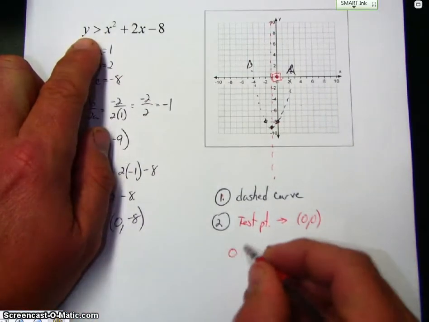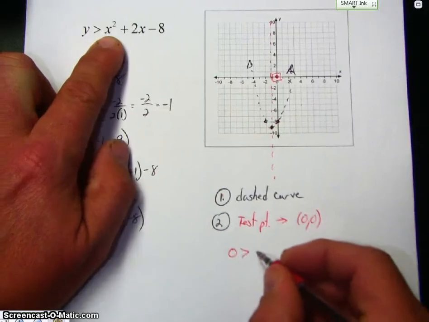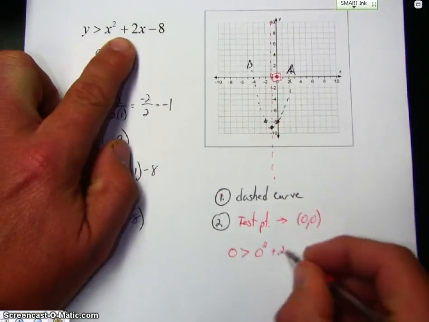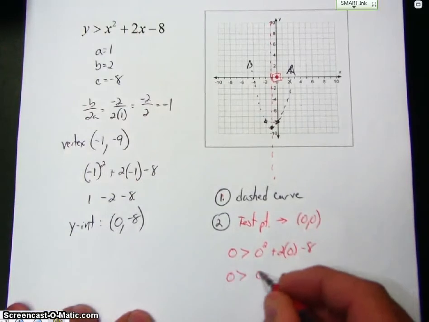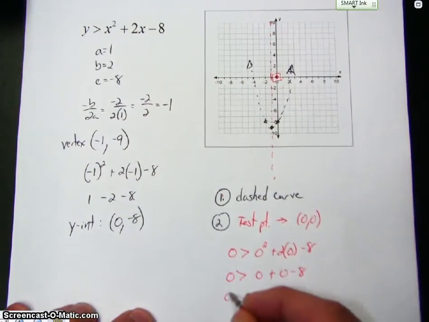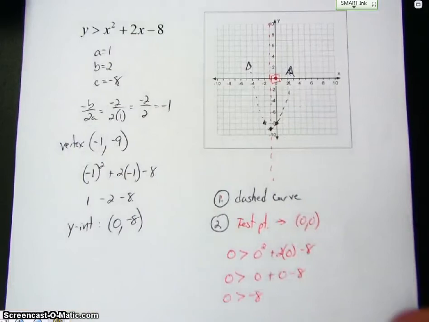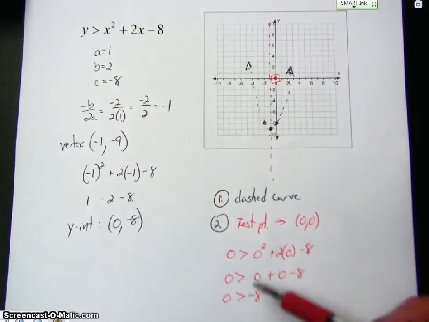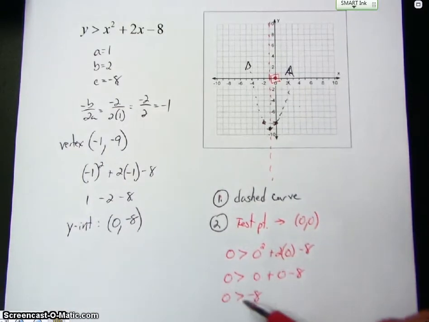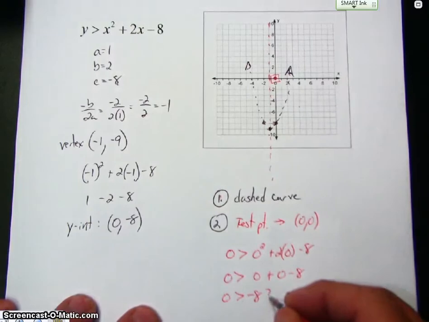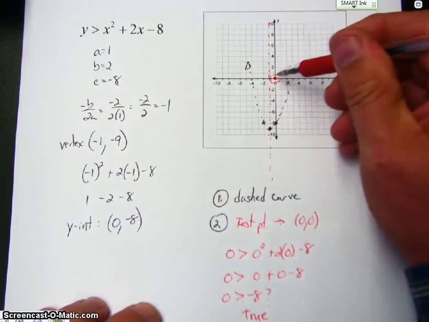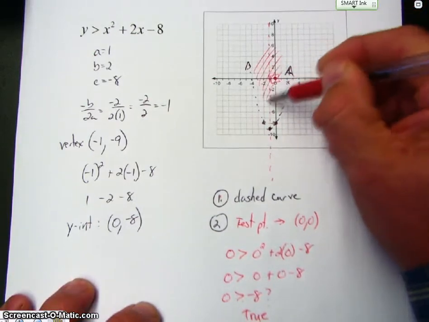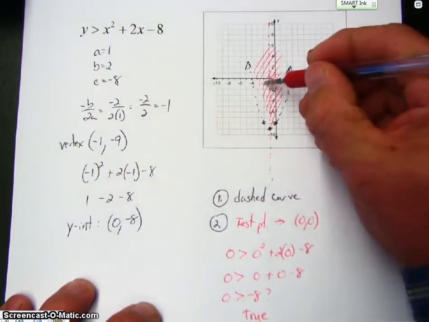So that'd be 0 greater than, x is 0, so that's 0 squared plus 2 times 0 minus 8. So that's 0 plus 0 minus 8, and I get negative 8. Now ask yourself this question: is 0 greater than negative 8? Is 0 bigger than negative 8? That is true. So that means I shade where my test point is. My test point's here, so that means I shade inside because my test point was inside.